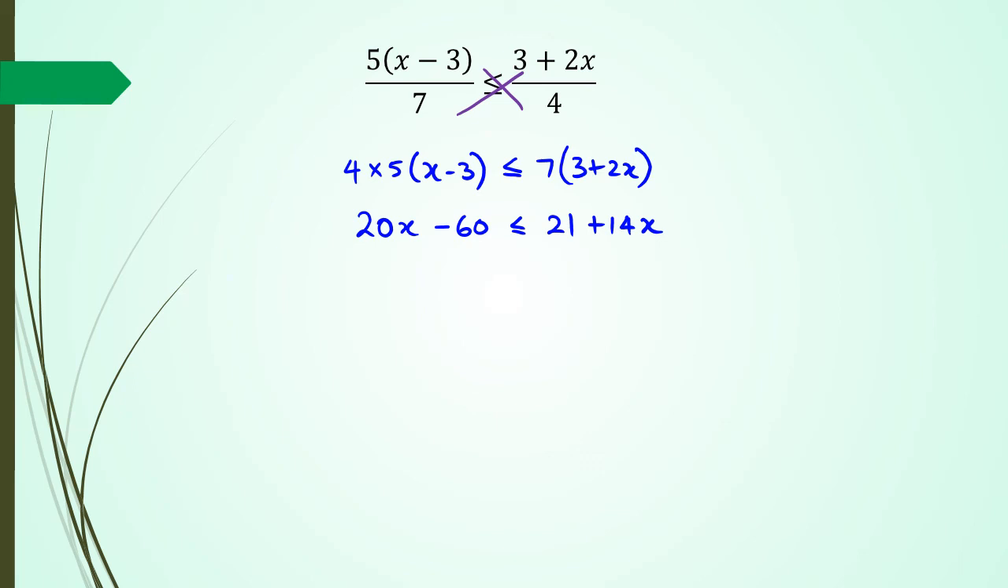Now rearranging this, I've got 20x. 14x when it comes over to the left-hand side is minus 14x is less than or equal to 21. And if it's minus 60 on the left-hand side, sorry, I should have said, then it's plus 60 on the right-hand side. Simplifying this, we've got 6x is less than or equal to 81. And x has got to be less than or equal to 81 divided by 6. Now remember, we're not dividing by a negative number, so that's going to stay as it is.